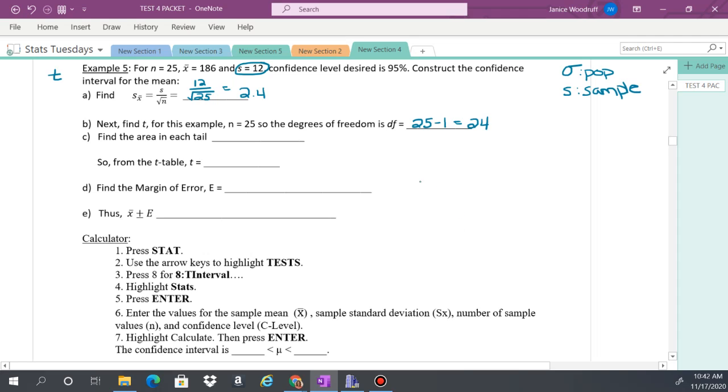Okay, so to find the area in each tail, that's the next part. So go back up to your confidence level, 95%. So the area in each tail is going to be, remember, 1 minus 0.95. So that's 0.05, and then divided by 2, because you want 1 on each side. So 0.05 divided by 2 is going to give you 0.025.